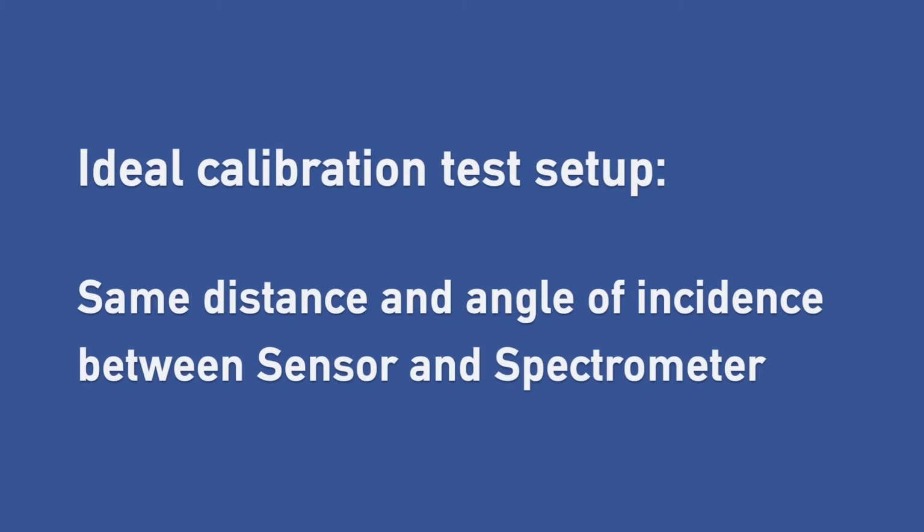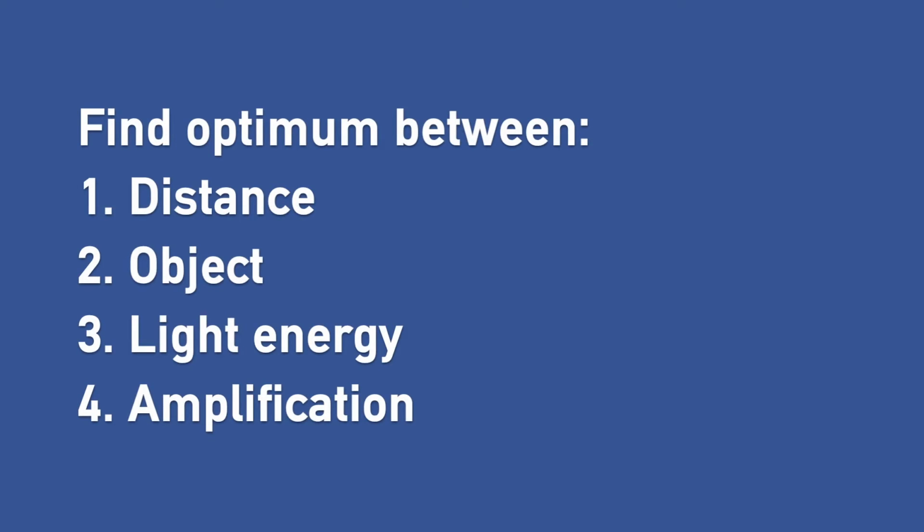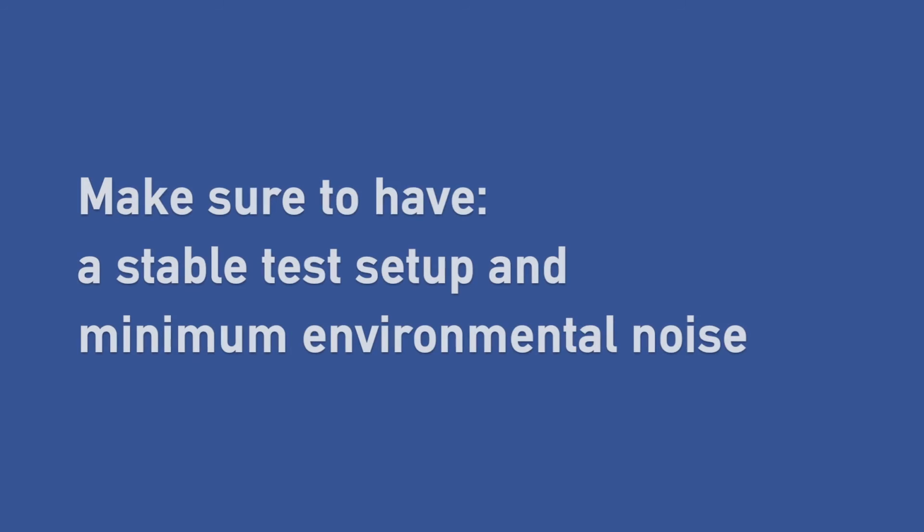An ideal test setup where distance and the viewing angle of the sensor and spectrometer are equal is required. Make different tests to find an optimum between distance, object, light energy, and amplification. Make sure you have a stable test system and reduce environmental noise to a minimum. Reproducibility is an essential factor for a successful calibration.